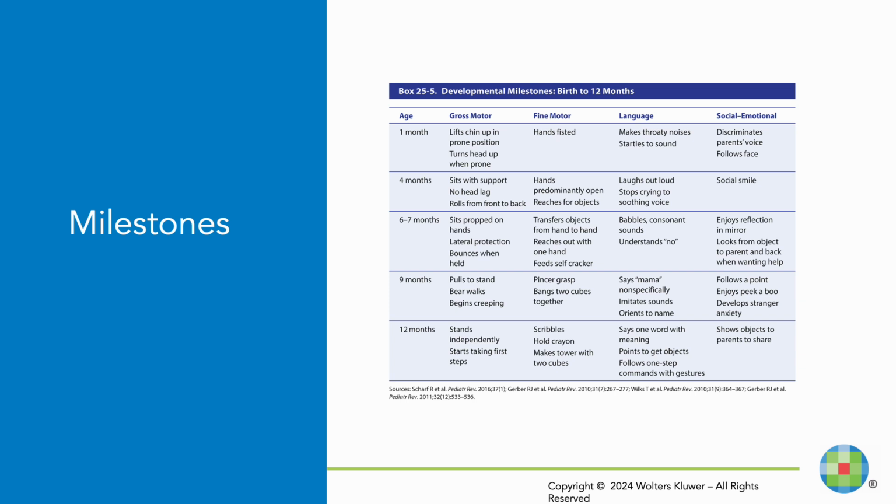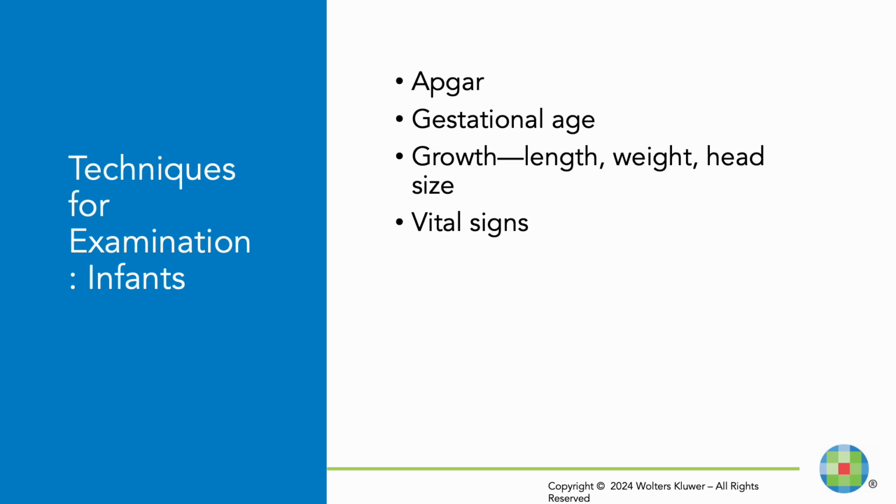By 1 year of age, they're standing independently. They're beginning to take their first steps. Maybe they're scribbling. They're holding a crayon, beginning to stack blocks to make towers. They can say one word with meaning. Mom, dad, mama, dada. Pointing to objects. Follows one-step commands with gestures. And then can display and show objects to parents to share. These are the important to know developmental milestones from birth to 1 year of age.